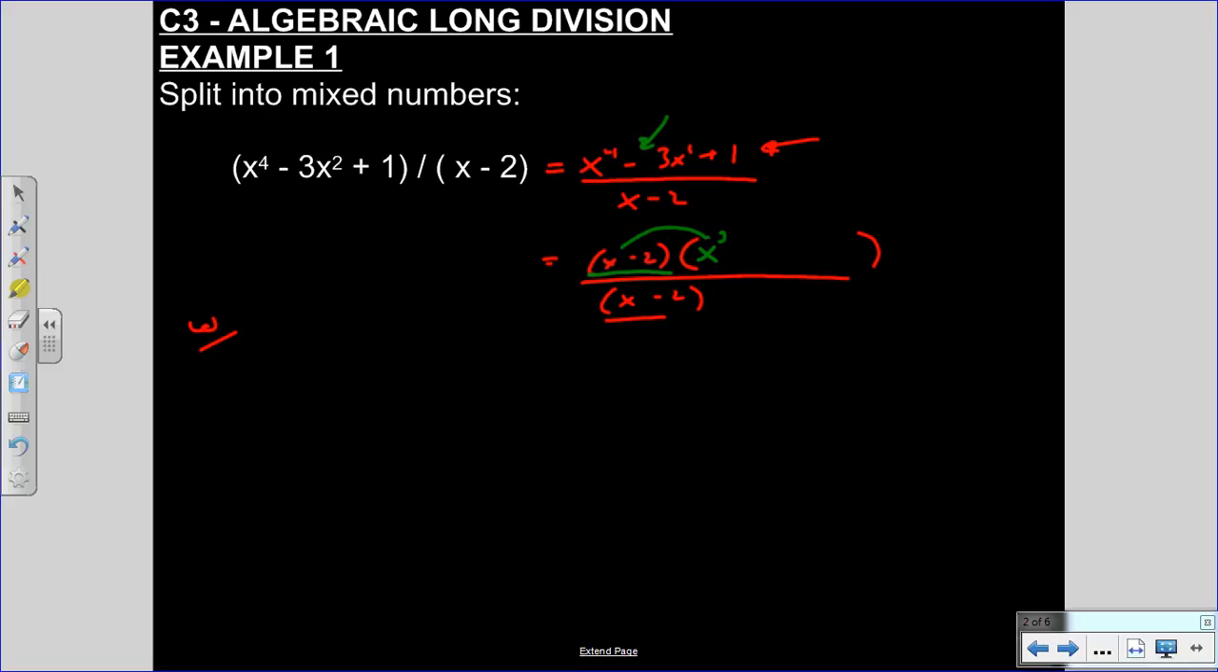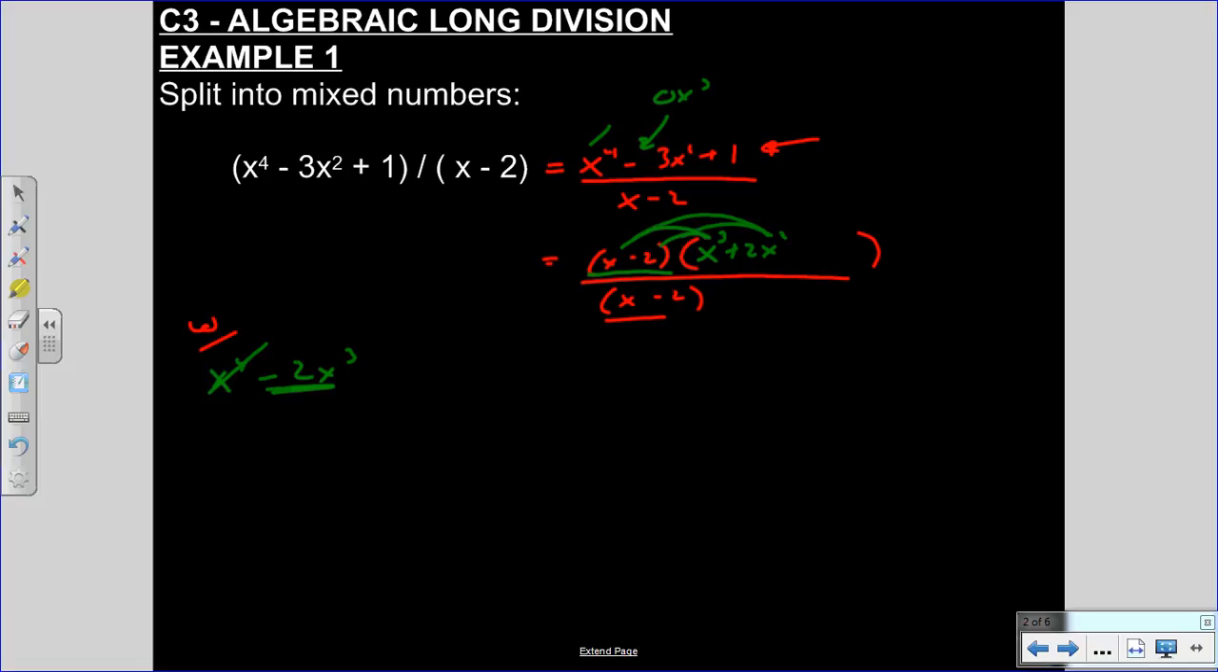If we multiply out to see what we have, we get x to the 4 minus 2x cubed. X to the 4 is what we wanted, so we're happy with that. We now have a minus 2x cubed, which is not what we started with. Here we have no x cubed. So what would I need to times x by to get rid of that and adjust? That's what I'm doing, I'm adjusting all the time. I'd have to times it by plus 2x squared, if I multiply just that bit out again.